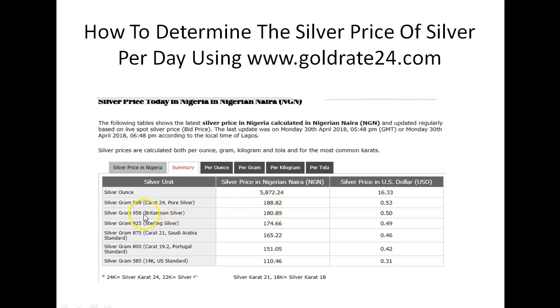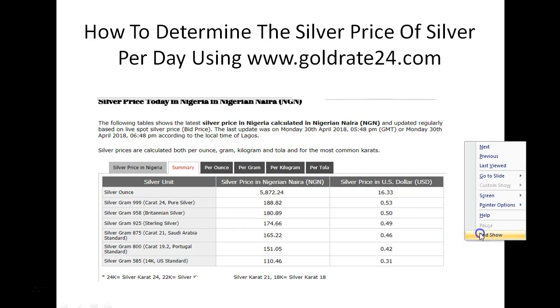Now, what does all this mean? Why all these numbers, like 958? 999, like I said, is the highest level of purity. This is what 958 means: when you subtract 958 from 999, whatever you get signifies the amount of impurity in this particular silver. Let me show you something. The pure silver is 999, and the next silver, which is not so pure, is 958.